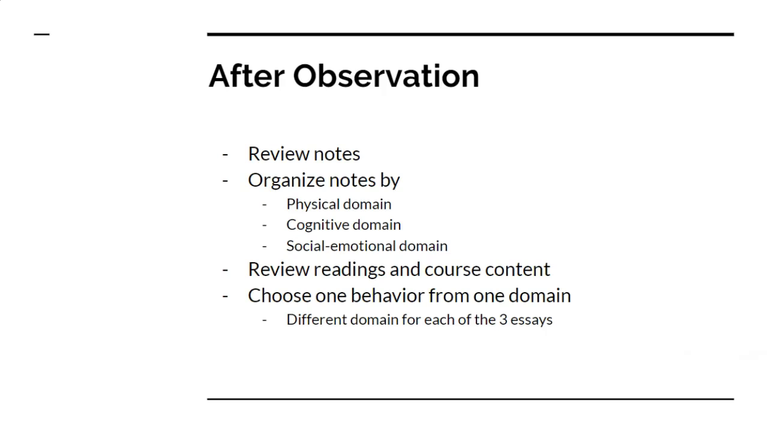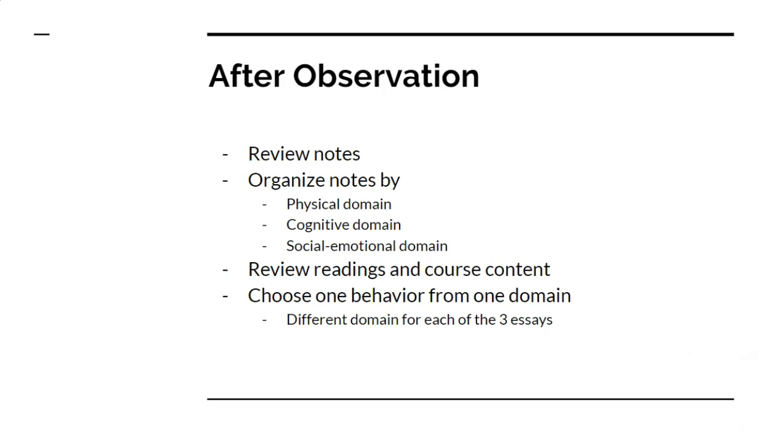You want to make sure that you begin organizing your notes. The more you do this, it'll also help you think about what to look for in future observations. So by the 5th one, you'll be really good at categorizing or organizing by physical domain, cognitive domain, and social-emotional domain. You'll know how to organize this as you read along for this course. So it's important for you to then do the next step, which is review your readings and the course content. Is there anything that you've read about and learned so far that is related to your observation?